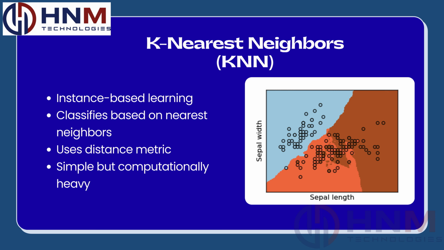K-nearest neighbors is a simple supervised algorithm. It classifies a new data point based on the majority class among its nearest neighbors. The value of K determines how many neighbors are considered. It uses distance metrics like Euclidean distance. Although simple, it can be slow for large data sets.